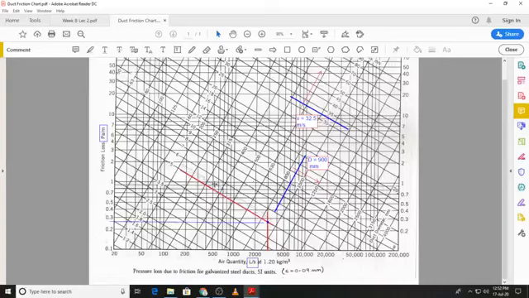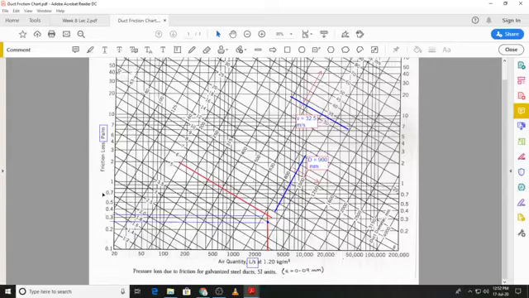If the velocity that you are given is, let's say, 5.5 meters per second, then you will have to draw a line yourself like this, and then again read off the value of the pressure drop from the scale on the vertical axis. So that is how you can calculate the friction loss for a circular duct.